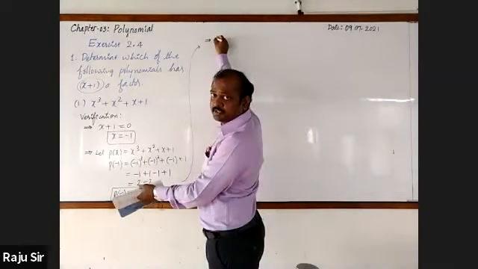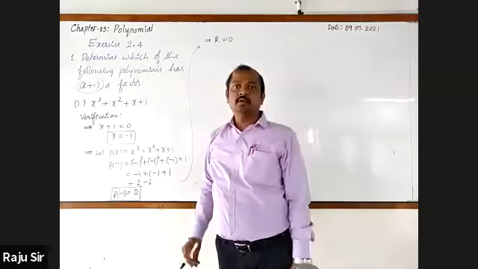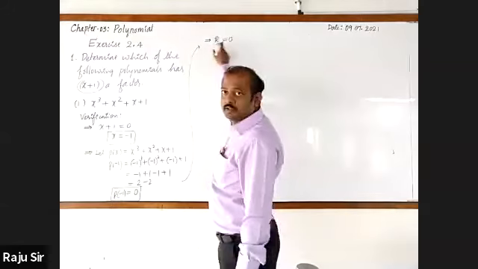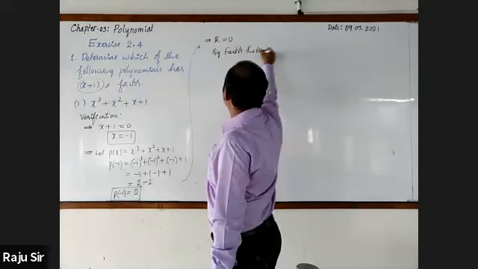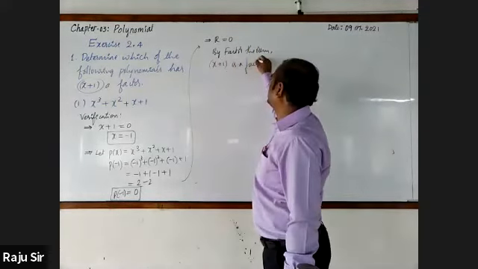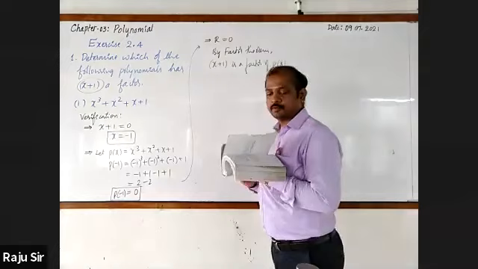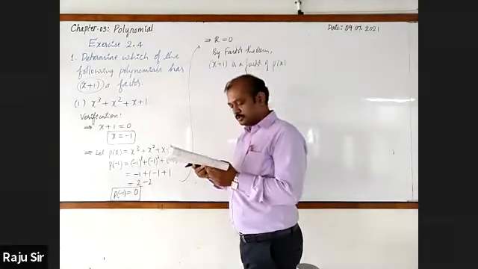P of -1 is nothing but the remainder. Remainder is 0. If remainder is 0, according to the factor theorem, what do you say? x plus 1 is a factor of p of x by the factor theorem. Already we have solved problems like this. Now I'm moving to the second one.